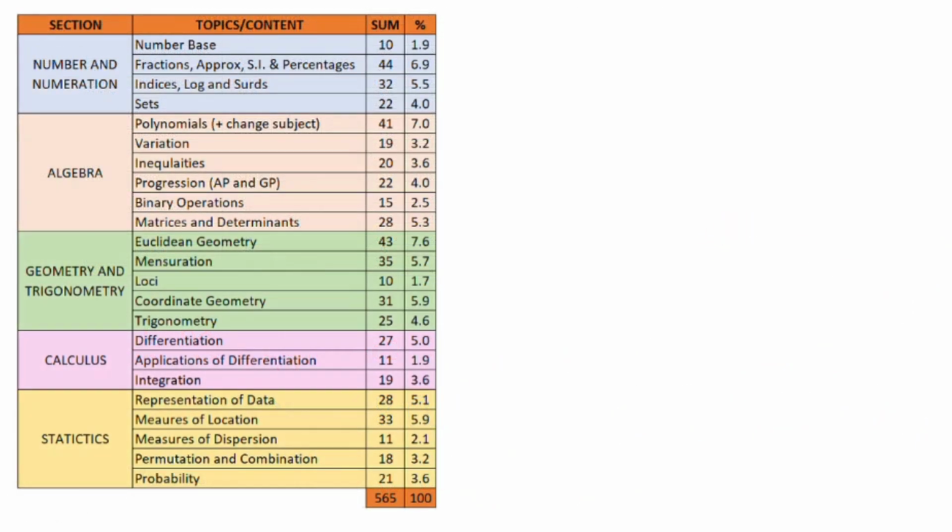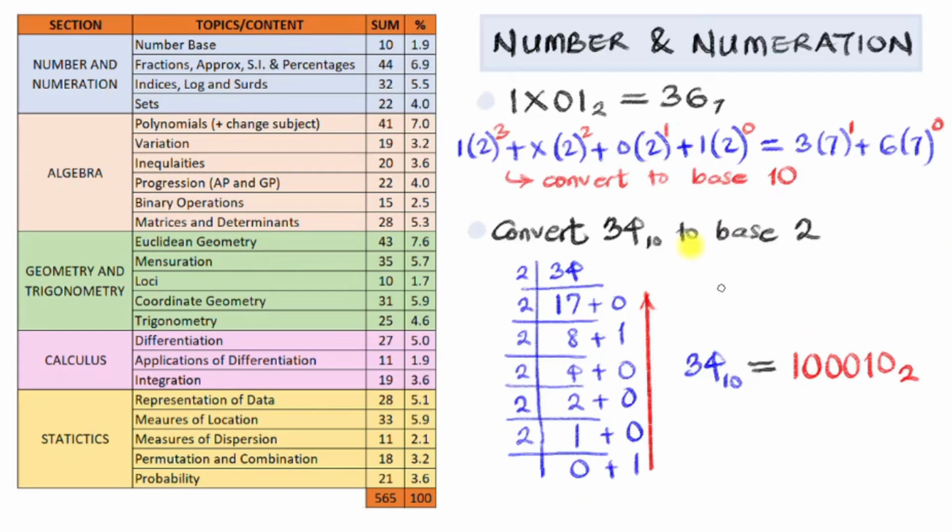We're going to kickstart with number and numeration now. Okay, and in number and numeration, first you need to understand your number base as featured here, and you need to know how to convert from some other base to base 10, in which you multiply with that particular base and you increase the power from 0 to 1, 2, and 3.